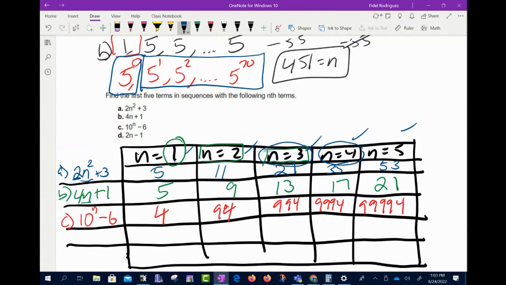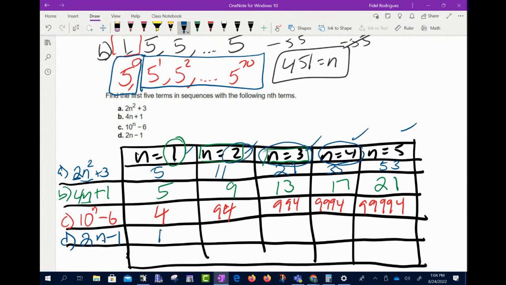Okay, now let's do part D. Part D is 2n minus 1, okay? This one we can plug and chug just like we did with the other ones. All right, so remember, we're plugging in n equals 1. What's 2 times 1? 2. 2 minus 1 is 1.